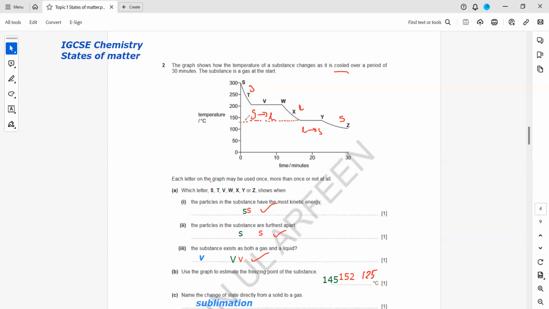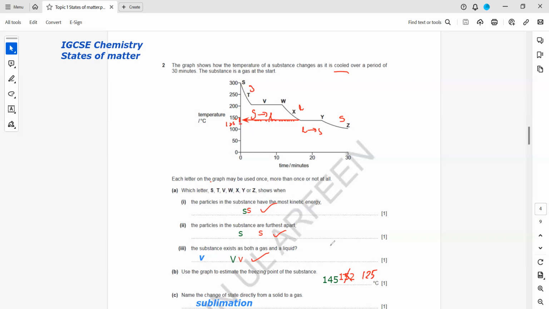Because if it was 150 or 152, it should be above 150. But this horizontal line is below 150, so it cannot be 152. So 152 is not correct. Then you have to estimate, so between 100 and 150, the middle will be 125. So this could be any value between 125 and 150, like 137, 140.